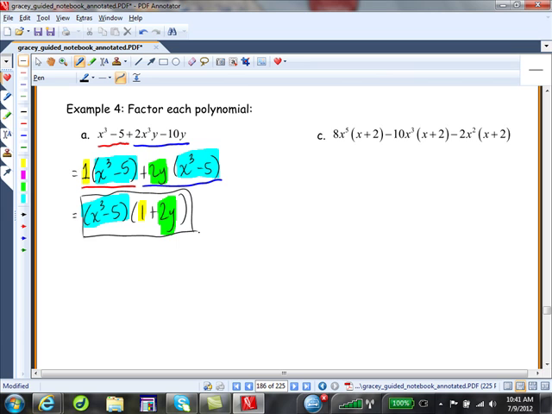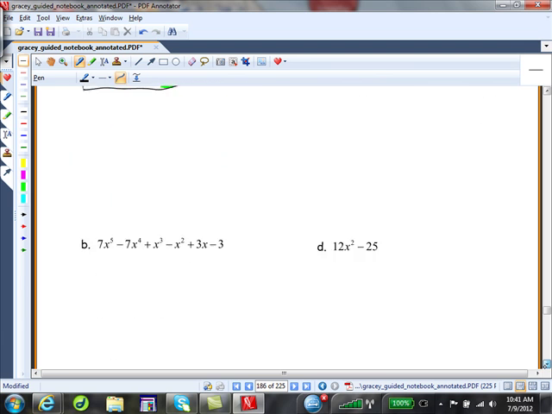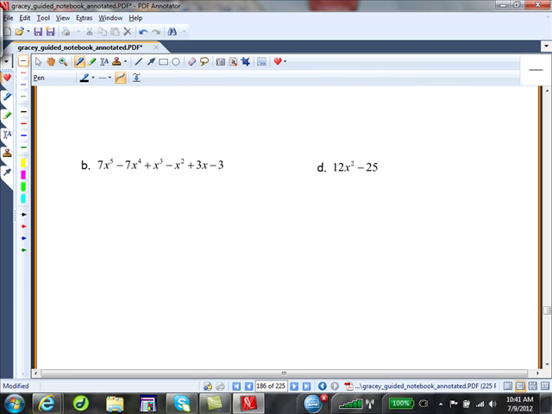All right, so let's go down to part B. Now notice that here in part B, what do you notice? We've got more than two groups, don't we? If that's our red group, that's our blue group, we're going to have a green group, and hopefully we'll be factoring out the same binomial from each group. So in the red group, we can factor out 7x to the 4th, and you see we're left with x minus 1. So that's our red group.